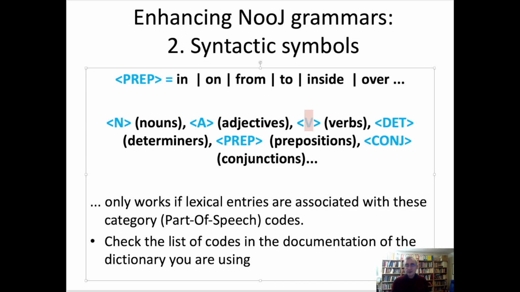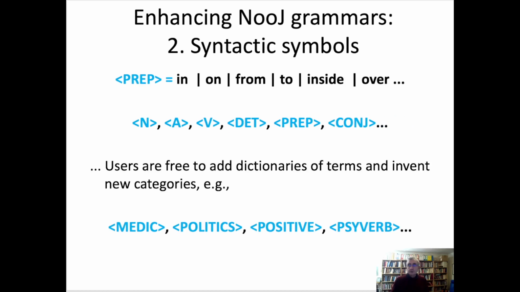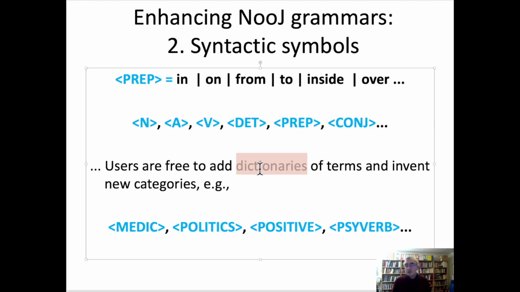And you can, of course, make your own. So, for example, you could make a dictionary of terms and invent new codes. For example, medic for technical medical terms, or politics, or you could have, let's say, a list of positive words, such as friendly, or negative words, or psychological verbs. So you are free to create any dictionary you want, invent new codes, and as soon as you have put this dictionary in NooJ, you will be able to use this syntactic symbol.